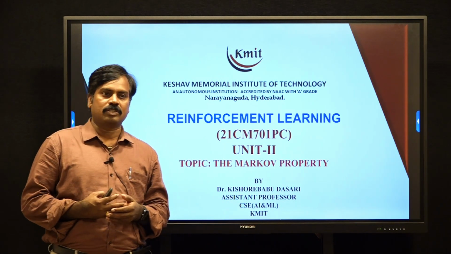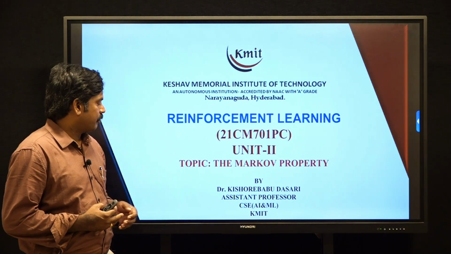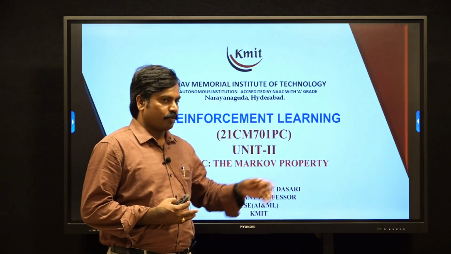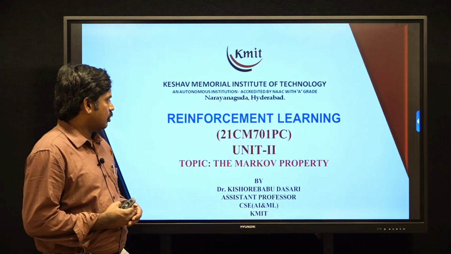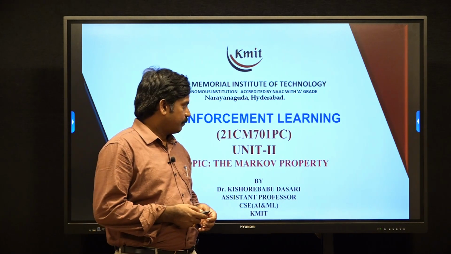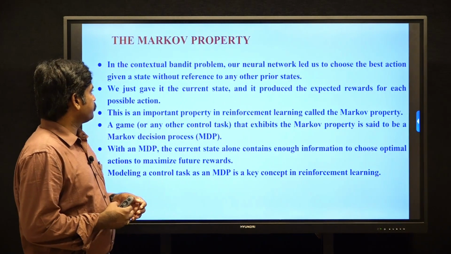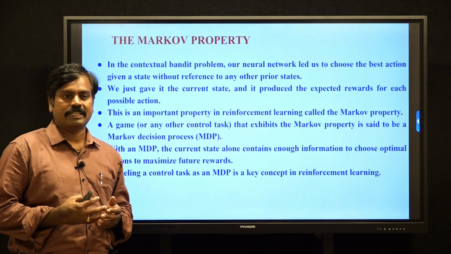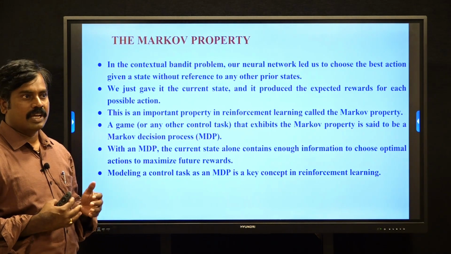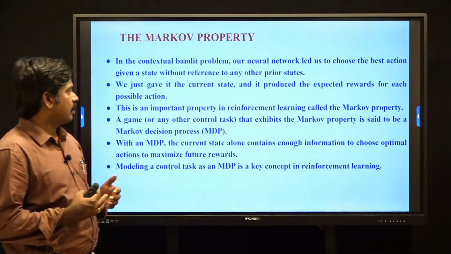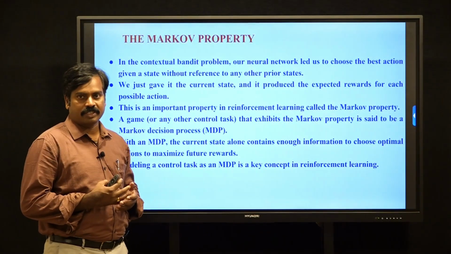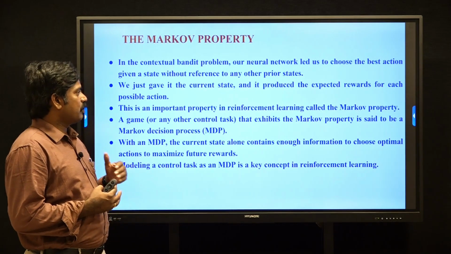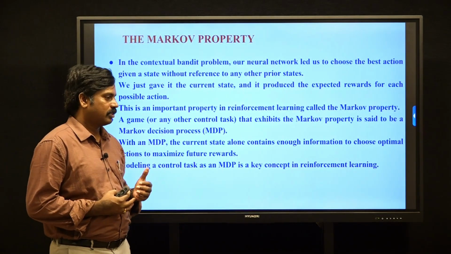The second unit starts with the multi-arm bandit problem continuation with the Markov property. The second unit's first topic is the Markov property. In the contextual bandit problem, the state description gives more information with the context. It gives the state information with the context, that is, more information about the state.